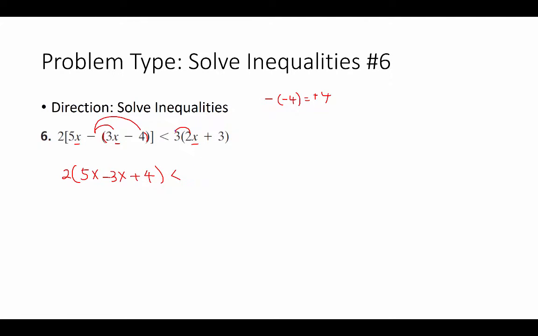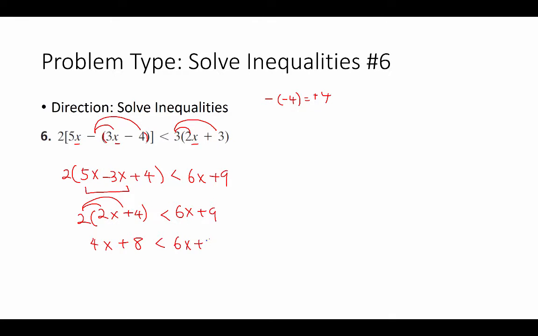And then let's use another distributive property, and it's going to be 6x plus 9. Okay, still we have to do some more work. But first I recognize that 5x minus 3x is like terms, so I'm going to make it 2x plus 4. And on the right side, I'll just keep this for now. Okay, and I use the distributive property one more time, and it's going to be 4x plus 8 is less than 6x plus 9. Now these are like terms, and these are like terms.